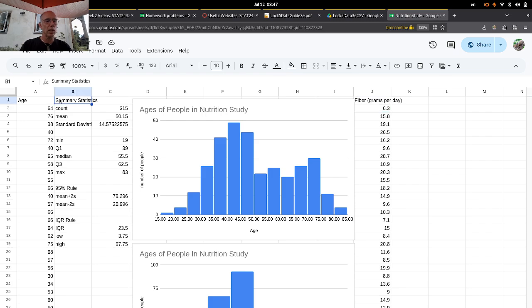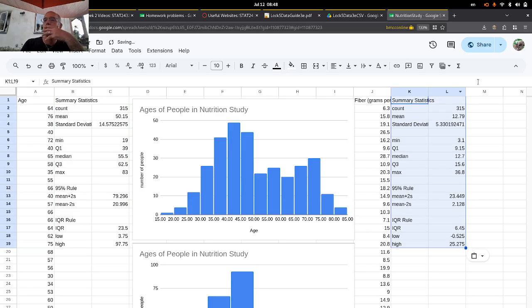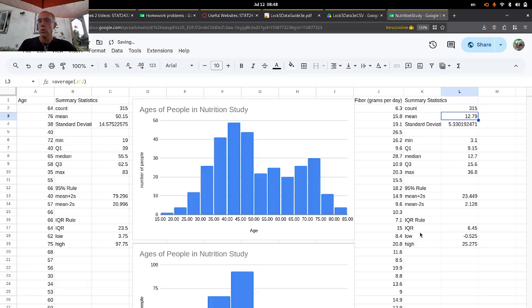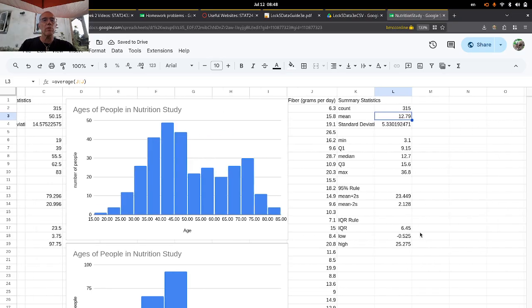All right, and then we just want to copy the summary statistics over, or the formulas is what we're copying. If you notice, we'll get a whole new set of numbers here. Okay, mean fiber is 12.79 grams per day. Cool. All right, next we want some histograms for those.